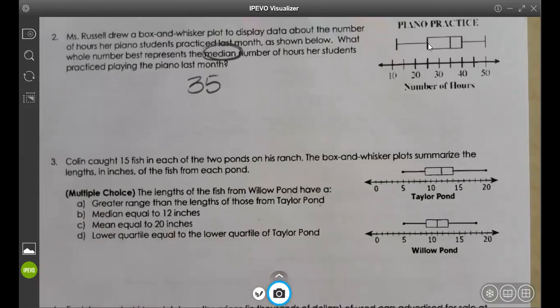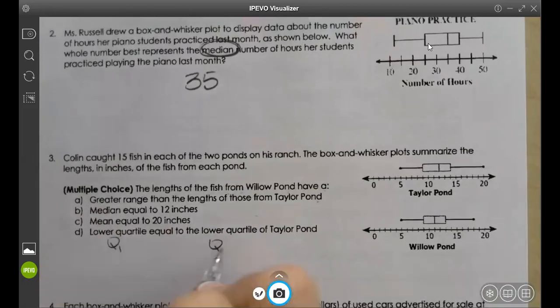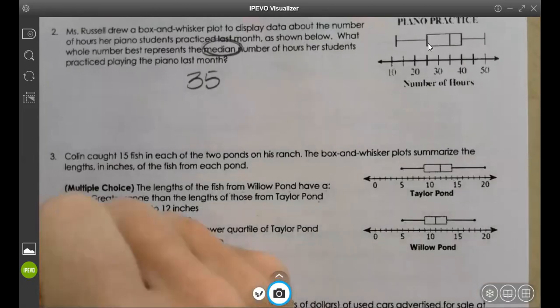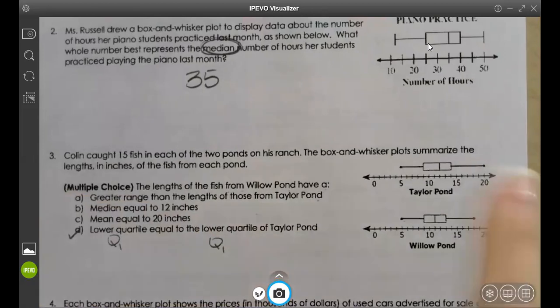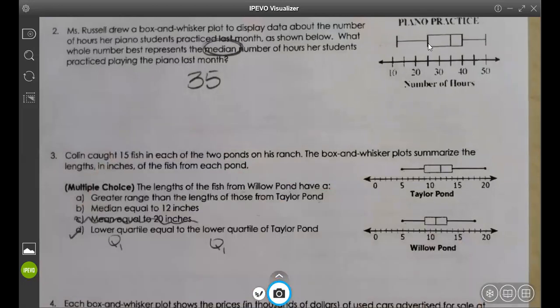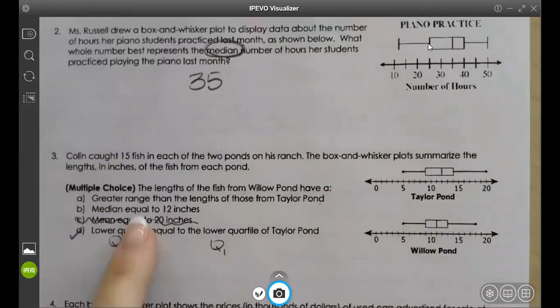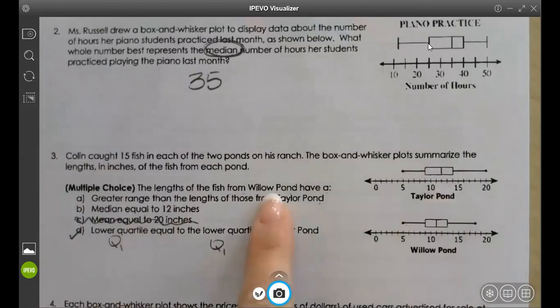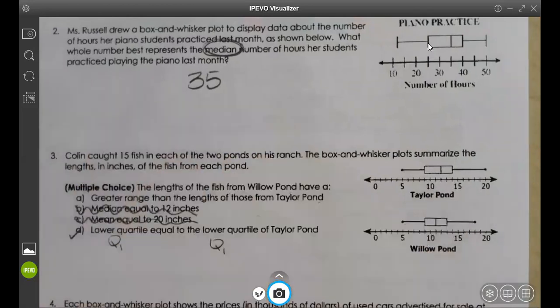So let's start there. Remember, lower quartile is Q1. Look at their Q1s. Are they equal? Yes or no? Yeah. So this one is good. So this might be our answer. Can we tell the mean from the box plot? No. So this one's never going to be a choice in the first place. Everybody understand that? Can we tell the median? Yeah. What's the median of this one? 12. But what pond is this? It asked about Willow Pond. What's Willow Pond's median? 11. So we know this one's not right. Is everybody good with that?